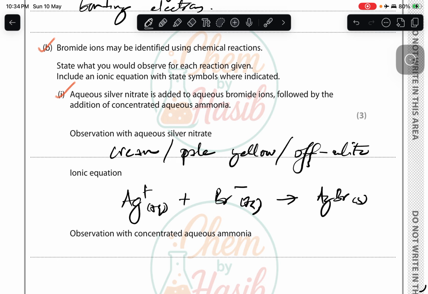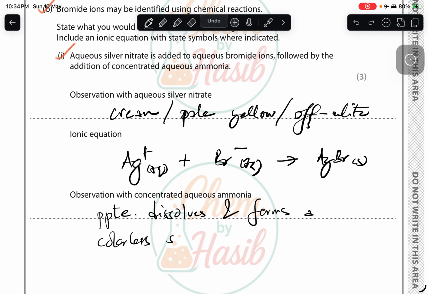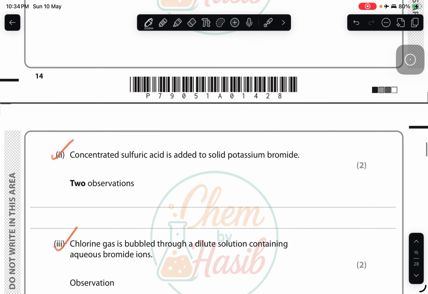Observation with concentrated ammonia. If you add concentrated ammonia, this silver bromide would dissolve and the precipitate would dissolve. So you can write precipitate dissolves and forms a colorless solution, because silver bromide is completely soluble in concentrated ammonia.